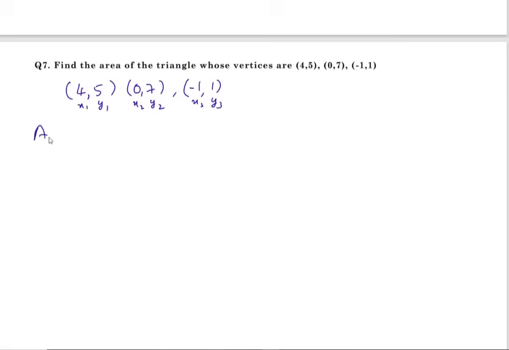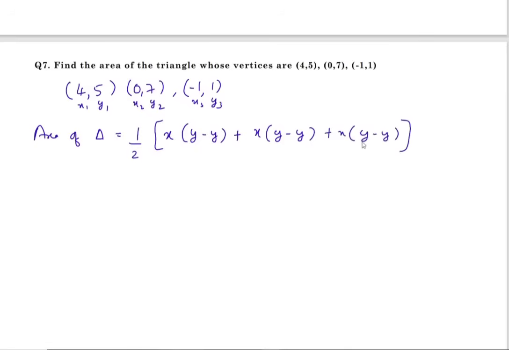The formula for the area of a triangle when 3 vertices of the triangle are given is half into, students see the way I am writing the formula now, half into x1 (y2 minus y3) plus x2 (y3 minus y1) plus x3 (y1 minus y2).